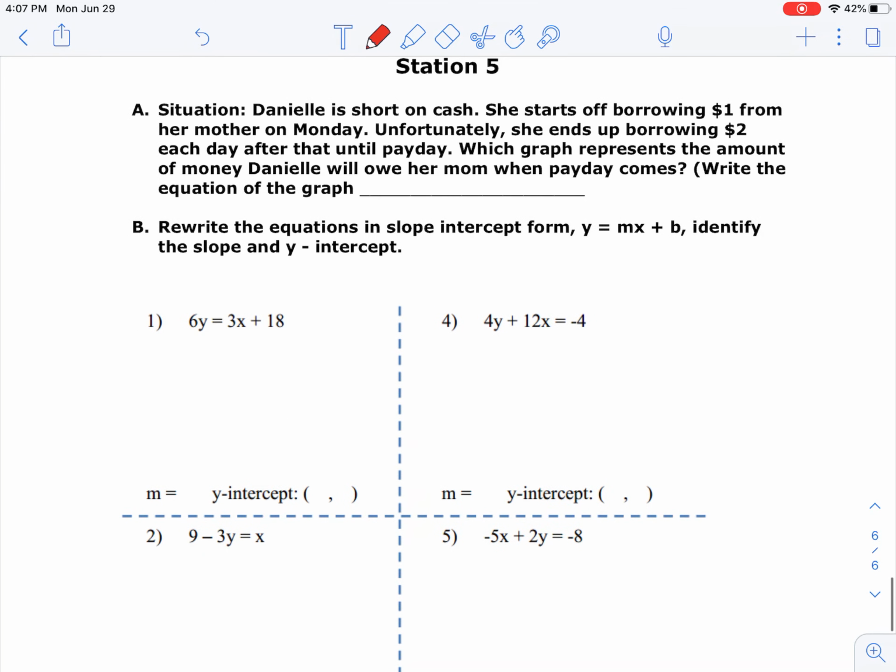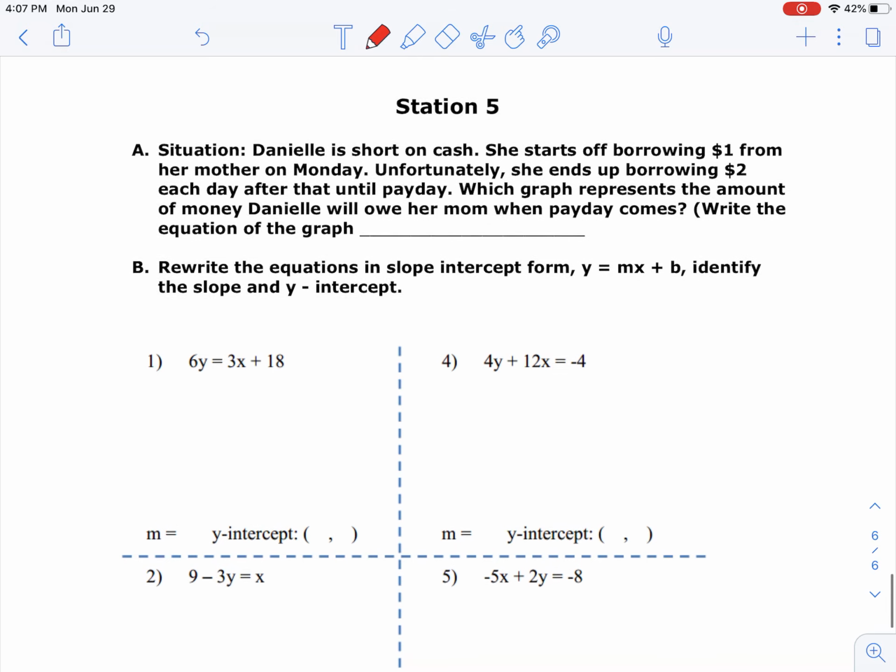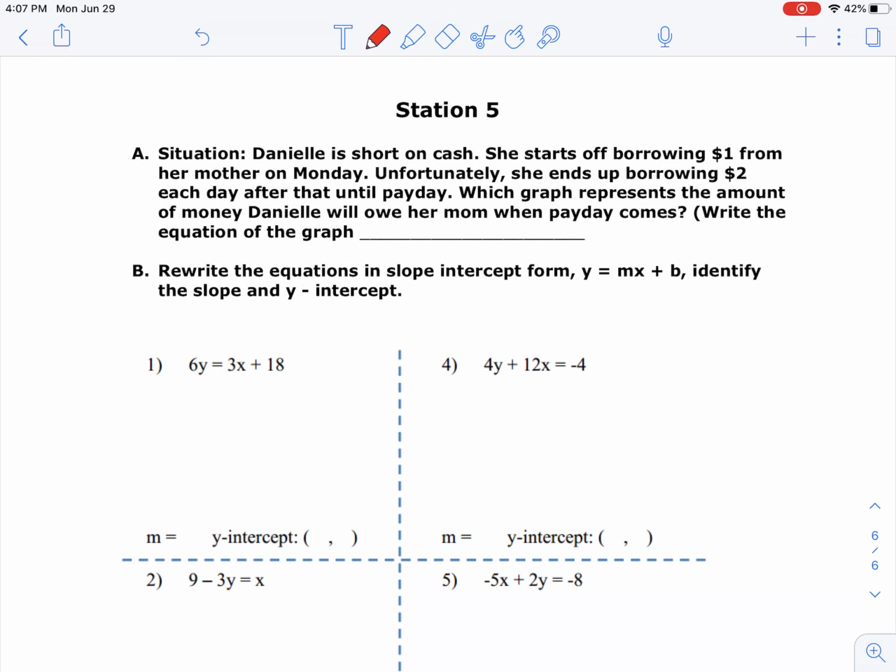All right, so last station, home stretch, guys. You got this. All right, so let's read the situation here. Danielle is short on cash. She starts off borrowing $1 from her mother on Monday. Unfortunately, she ends up borrowing $2 each day after that until payday. Which graph represents the amount of money Danielle will owe her mom when payday comes? Write the equation of the graph. Part B says rewrite the equation in slope-intercept form. Y equals mx plus b.